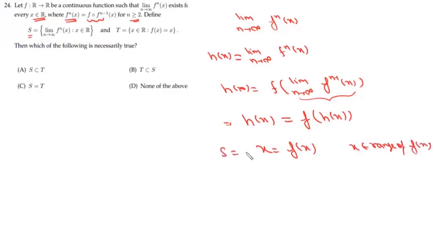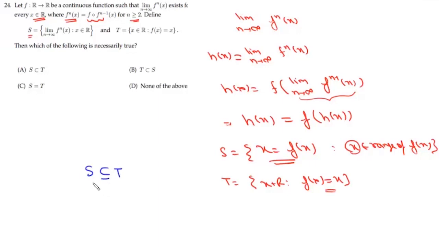So our set S is x equals f(x) for any x which lies in the range of f(x). Now the set T is given as x belongs to R and f(x) equals x. Both these sets look equal, but the crucial information is that S is defined when x lies in the range of f(x). So essentially S has to be a subset of T. So the answer to this question should have been S is a subset of T.